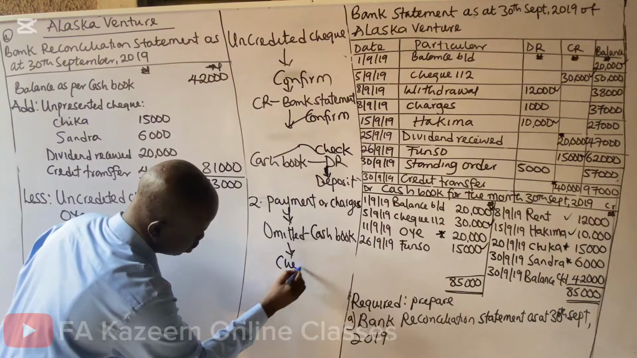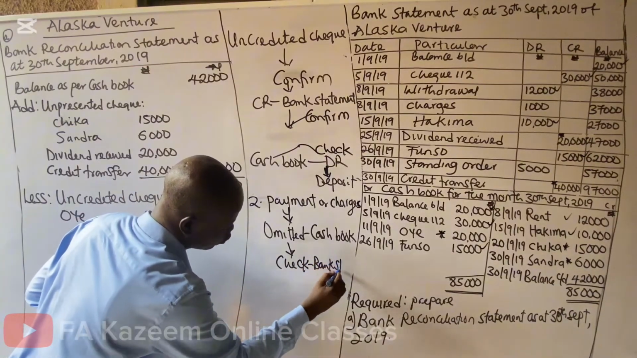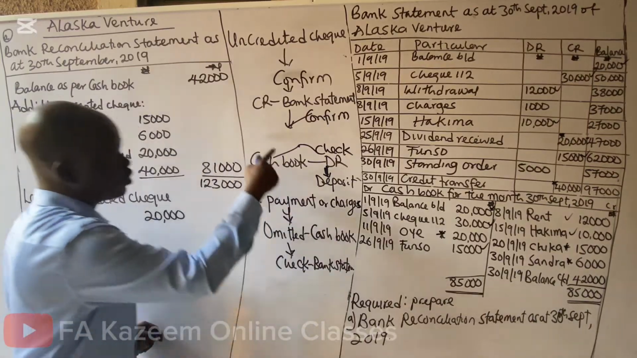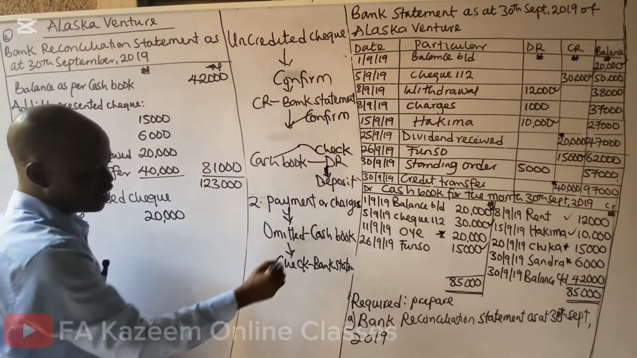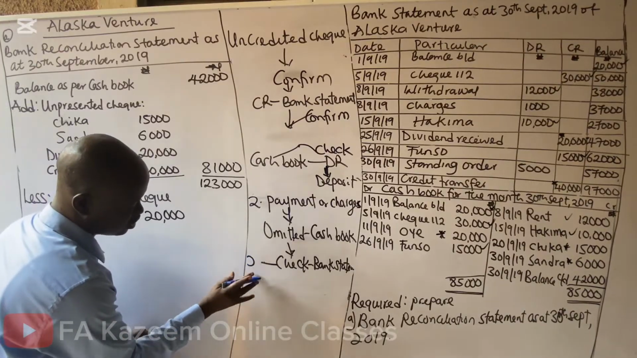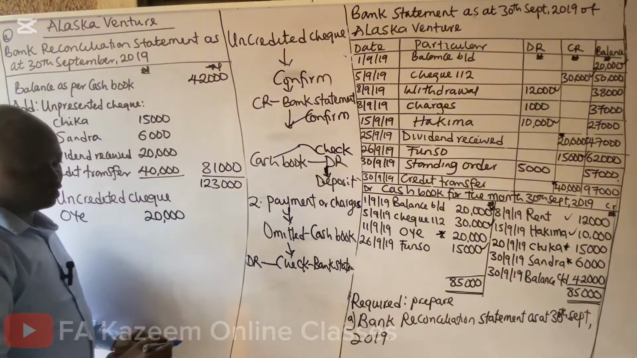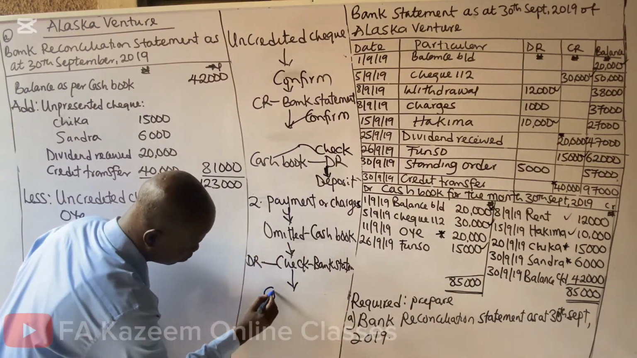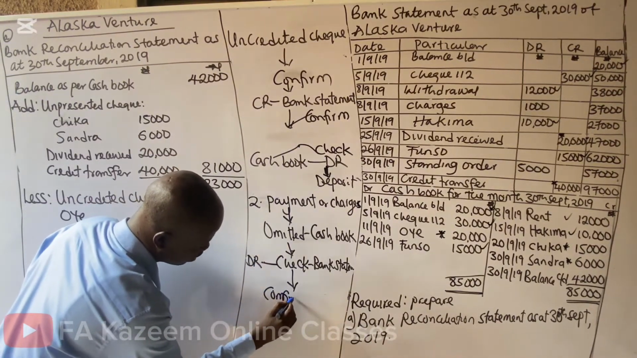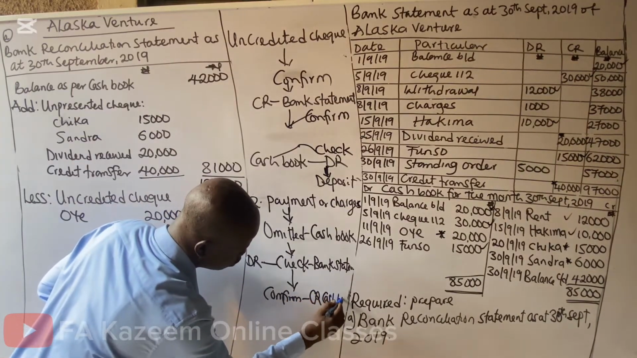We will check. This time we'll check our bank statement. That's opposite now. We'll first check our cash book here, but here we are checking our bank statement. Where are we going to check? We'll check the debit side of the bank statement. Where are we going to confirm? We'll confirm it on the credit side of our cash book. That's opposite.